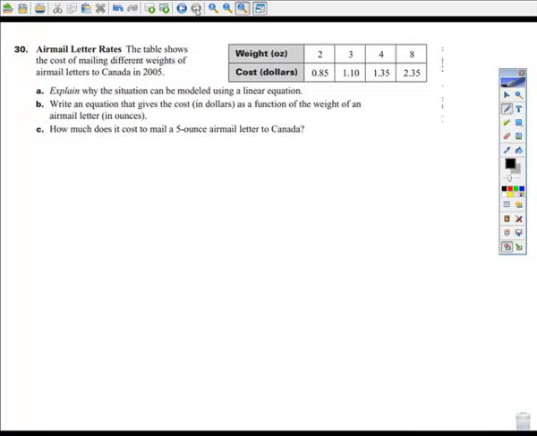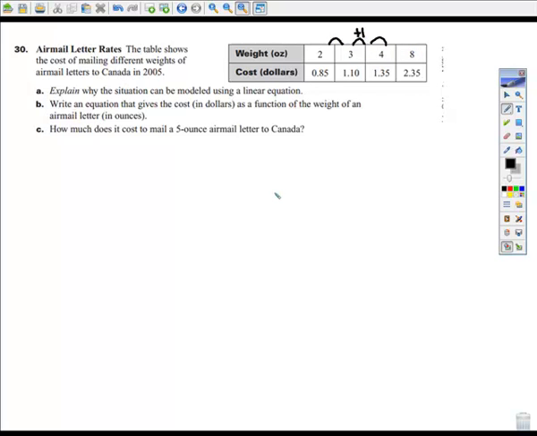All right, airmail rates. The table shows the cost of mailing different weights of airmail letters to Canada in 2005. So these were all in the same year. Explain first of all why the situation can be modeled using a linear equation. Well, we have to understand that the slope is going to be the same no matter what 2 points we use. So from 2 to 3 to 4, I can see that my change here is 1, and we'll discuss the 8 in a minute.